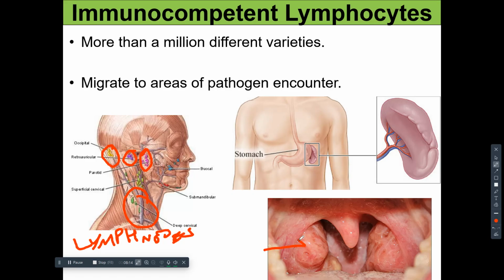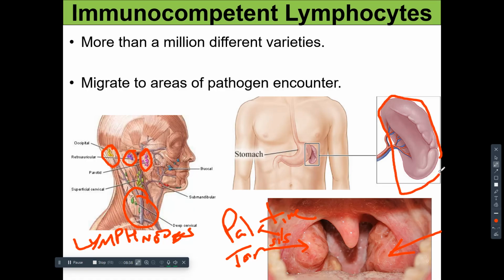What about these guys? What are these things? These are tonsils. And what tonsils are they? Palatine tonsils. So lymphocytes will travel to the tonsils, including these palatines, but of course also the lingual tonsils and the pharyngeal tonsils. Plus, lymphocytes will go to this guy just to the left of the stomach. What is this guy? He, of course, is the spleen. So these are major spots where we're going to find lymphocytes.